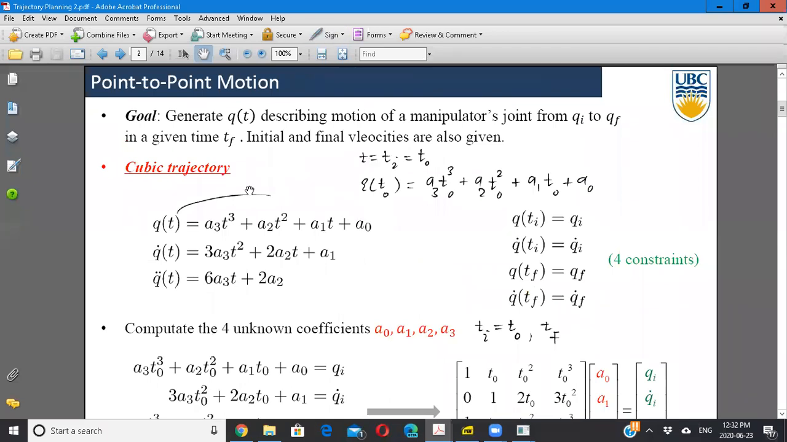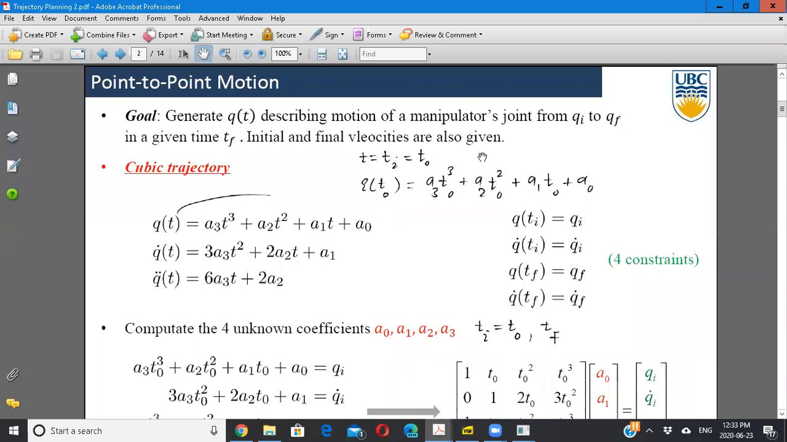Let's say we want to generate a trajectory. It's a function of time. That means it's not just 2 points. Whenever the time changes, say from 1 millisecond to 2 milliseconds, Q will be something else. Up to 3 milliseconds, Q will be something else, and so on. We generate Q of t, describing the motion of a manipulator joint from some initial Qi to final Qf in a given time, and there we are also given time constraints. So that's why we call it a trajectory. We just don't call it a path.